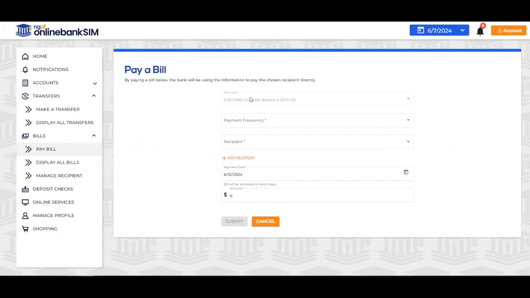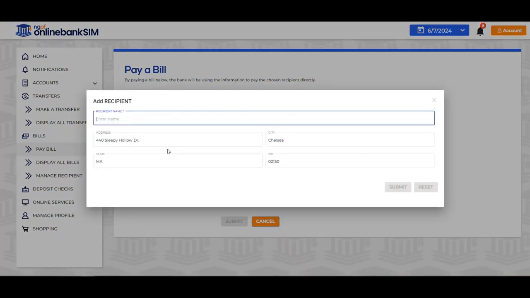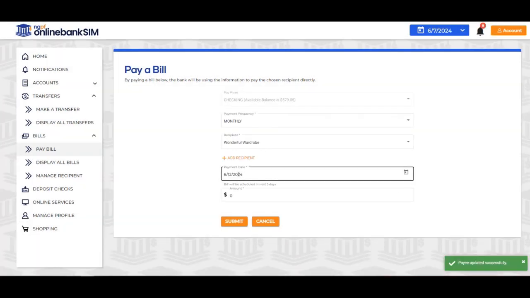So I'm going to pay from my checking, frequency every month. Recipient, now I don't have any, so I need to add a recipient. And in this case, it is Wonderful Wardrobe. It's going to suggest fictitious addresses. Go ahead and just keep that as it is. Submit that. All right. Now I could set the payment date.